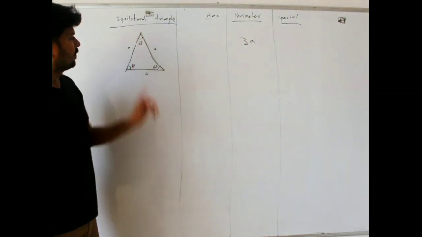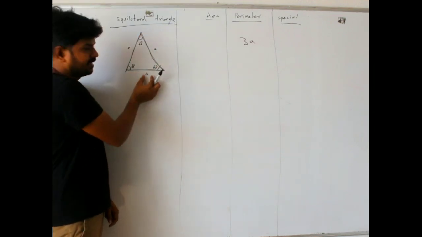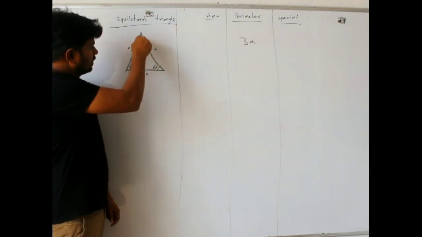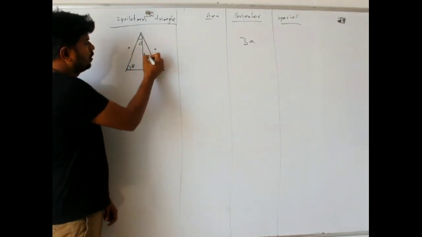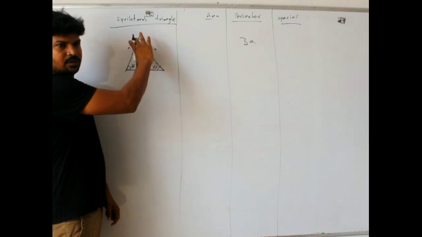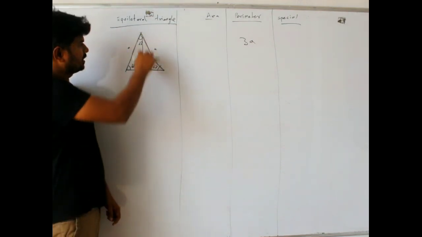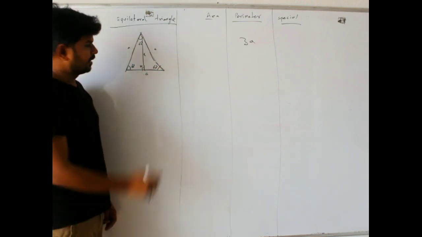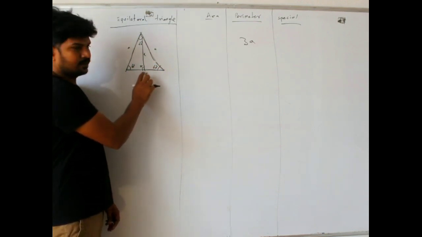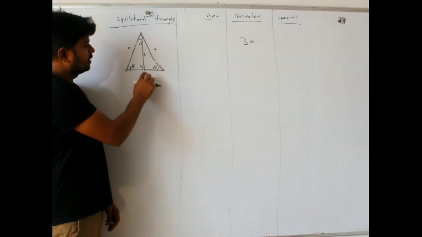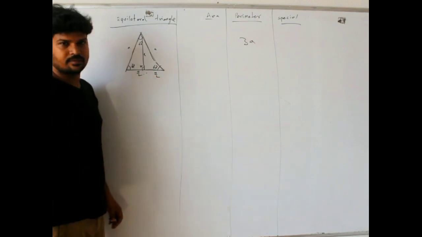In order to find the area, first you have to find its height, because the base is A here and this is the height. You don't know this length, but it forms a right angle triangle. Just consider this as a median, forming a right angle triangle. So this length A, as it is dividing here, becomes A by 2 this side, A by 2 this side.